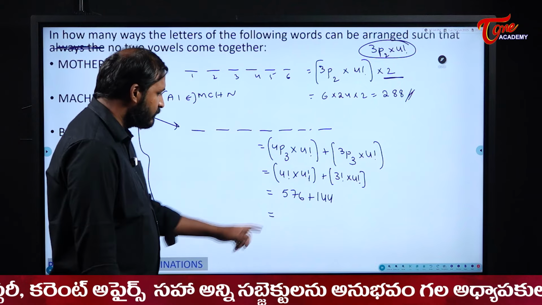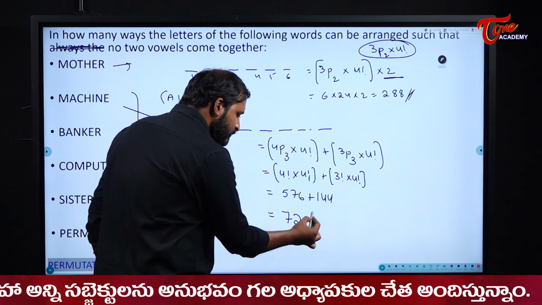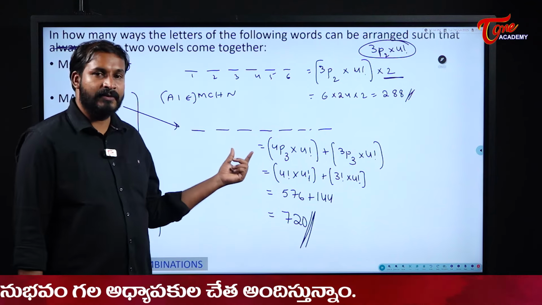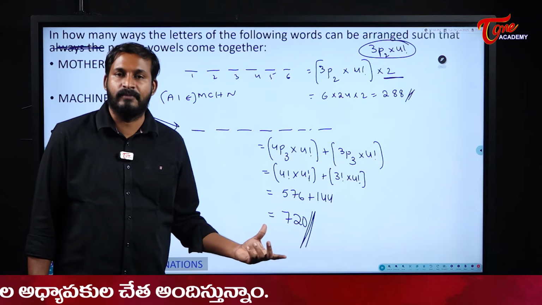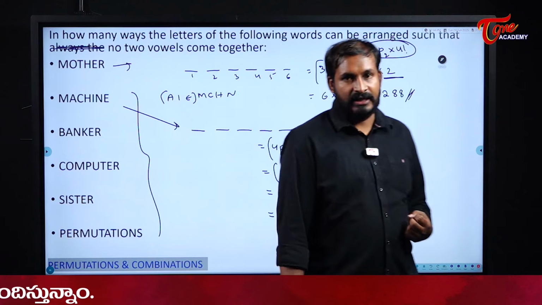So it will become 720. Understood? One time vowels are occupying even positions, one time vowels are occupying odd positions. Then obviously they will not come together.